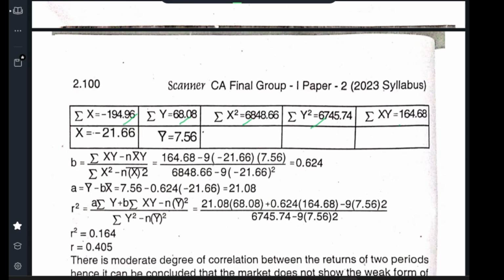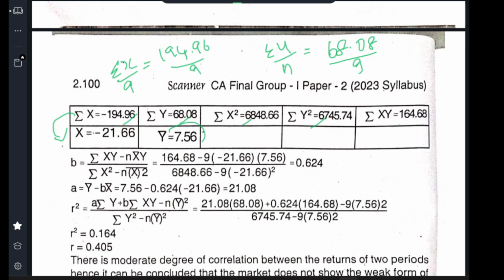1.66 into 9. So 194.96 divided by 9. How we got from this to this: sum of X divided by number of units, that is 9, so equal to 194.96 divided by 9. Here sum of Y divided by N, that is 68.08 divided by 9, we get 7.21.